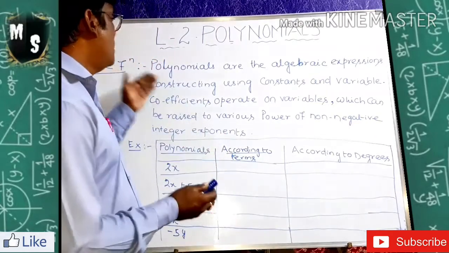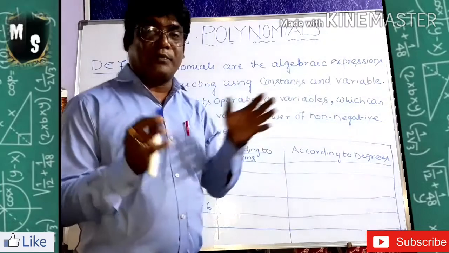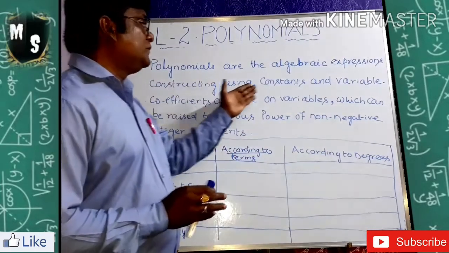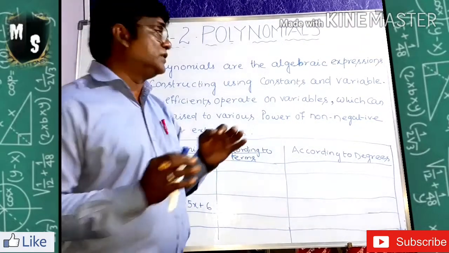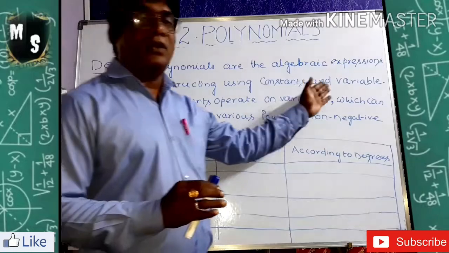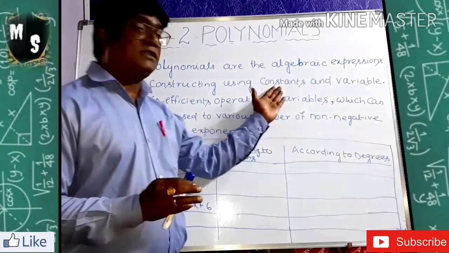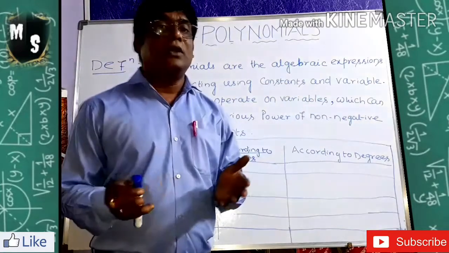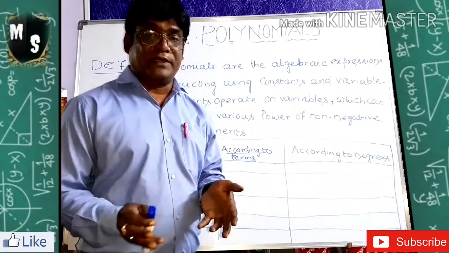What I said to you: polynomials are algebraic expressions. These are pure algebraic expressions constructed using the constants and the variables. I know you know constants are the pure numbers and the variables are the unknown things, the x, y, z, a, b, c, like that in the English alphabet.